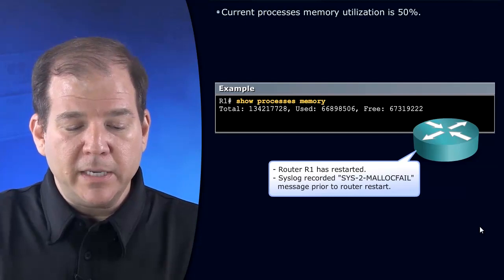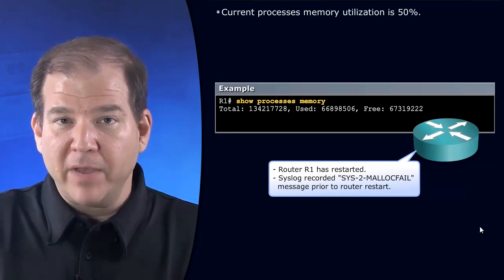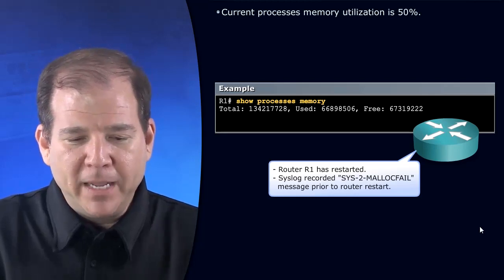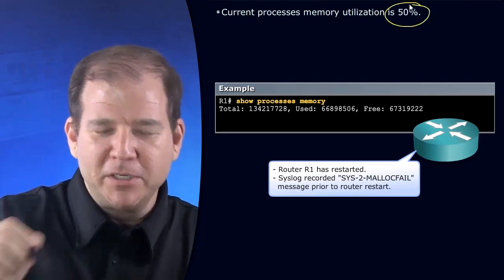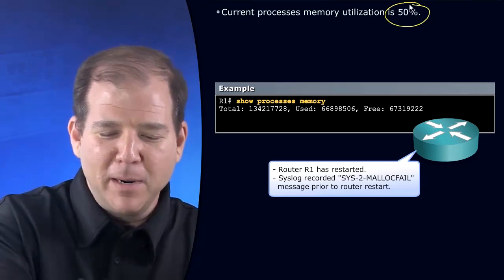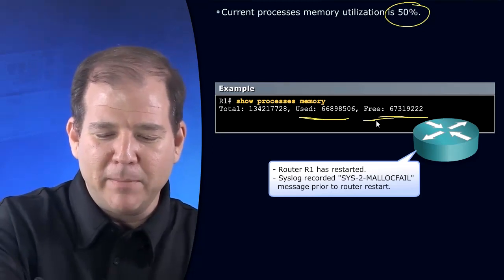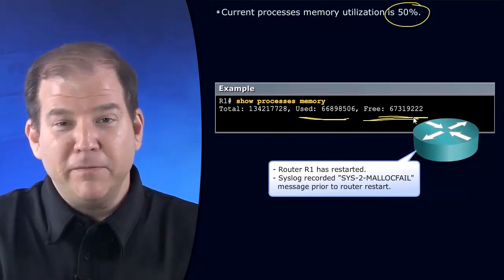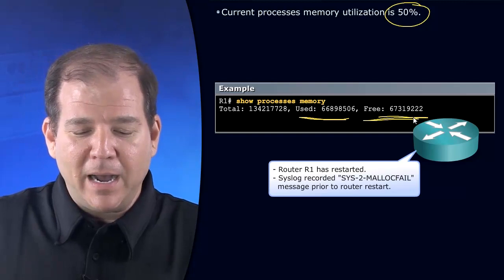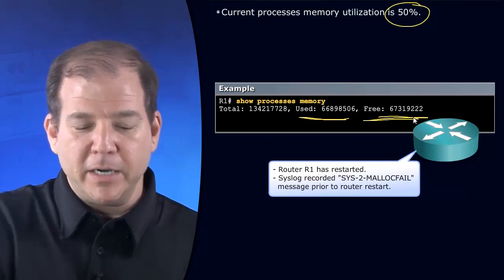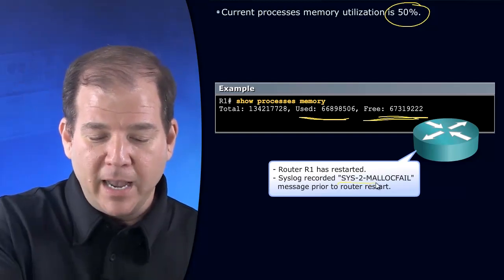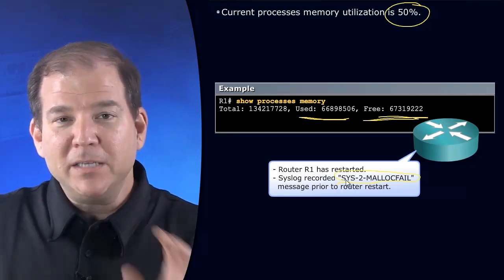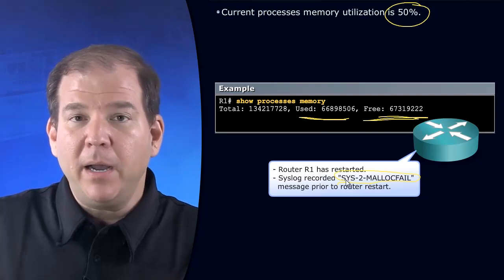Here we're checking to see how much process memory we have available, and this is concerning. When we do a show processes memory, it says that our current processor utilization is at 50%. Look at this. The memory that's currently used is about the same as the memory we have free right now. I don't know without checking the baseline, but that looks very suspicious to me. I would be concerned about a high processor memory utilization, especially if we're seeing a memory allocation failure showing up in our syslog messages. This could be due to an IOS bug.